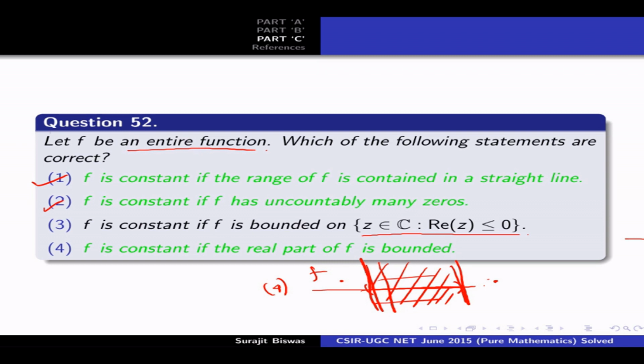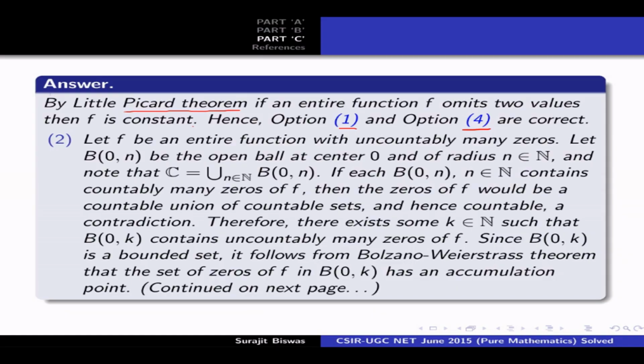Same for option 1, the range of f is contained in a straight line. Suppose the image of f is contained in this straight line, then f omits all the values which are not on this straight line, so we can apply Little Picard's theorem. And for option 2 we'll use the identity theorem. Let f be an entire function with uncountably many zeros.